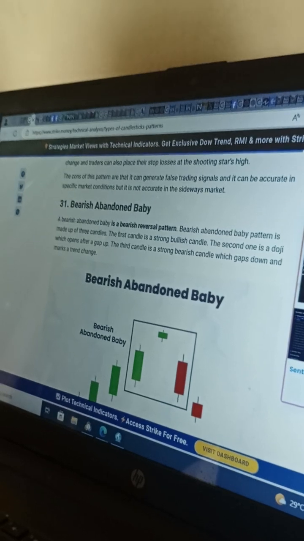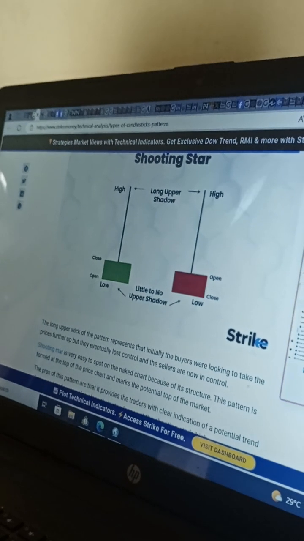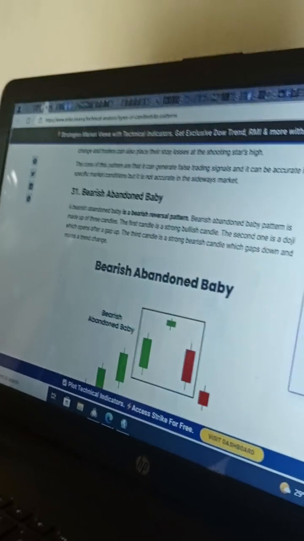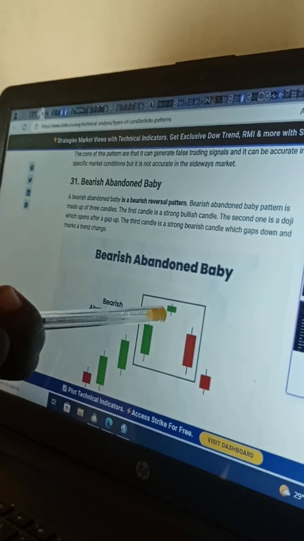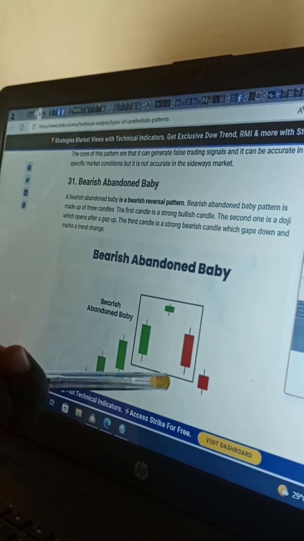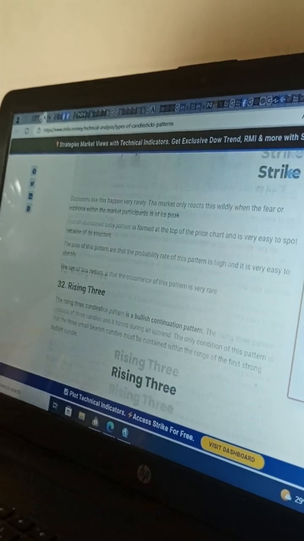Okay, so when it appears in a bullish form, whether it appears bullish or bearish, we are going up. So you can see we had a bullish abandoned baby. This one is a bearish abandoned baby. There is a bullish candlestick, a gap, then you can see this doji candlestick, and then a bearish movement, and that's a candlestick. That means we are going bearish.